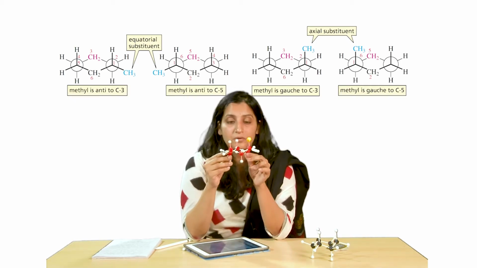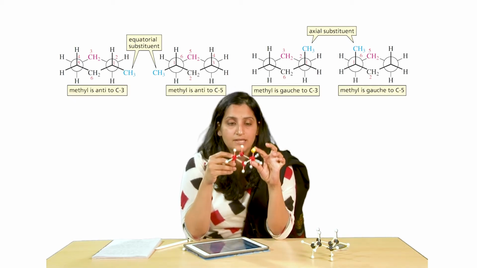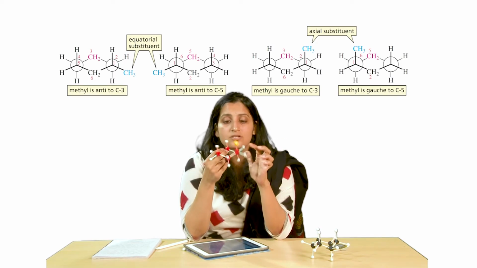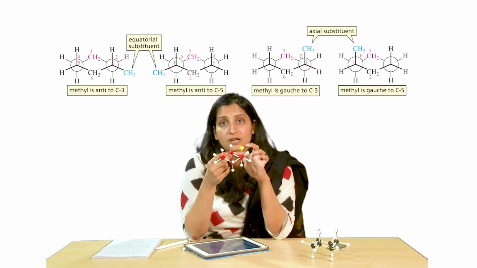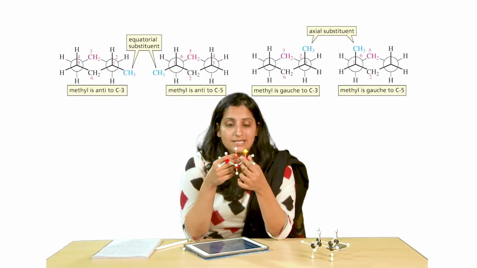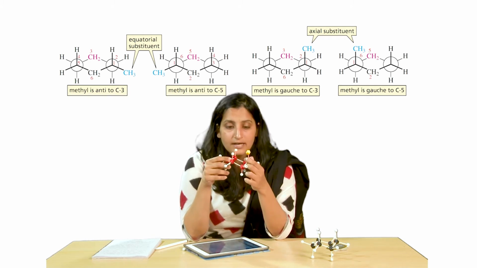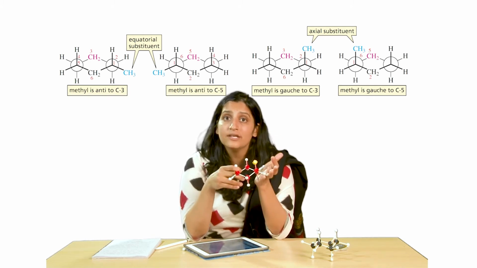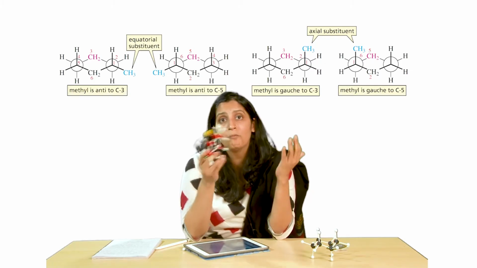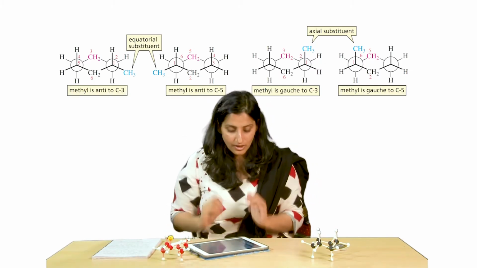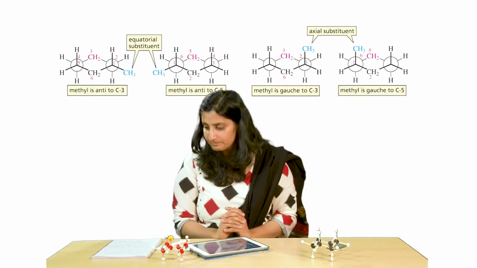Now, let us try to put the methyl in the axial position. As you can see, now it has multiple gauche interactions. First, it is gauche with this particular carbon. So, what you can see is that it is kind of destabilizing. In fact, there is a quantitative way in which we can predict how much of one conformer is preferred over the other. So, now we are going to have a look at that.